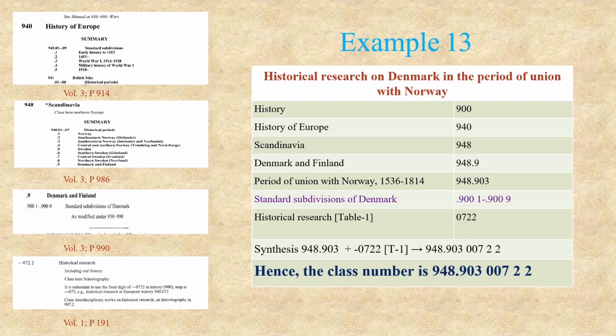Then add standard subdivision for historical research. From table 1, that is standard subdivision, the number for historical research is -0722. So the synthesis for this title will be 948.9030722, but you have to add another 0 as per the instruction in the schedule. So the final class number will be 948.903000722.